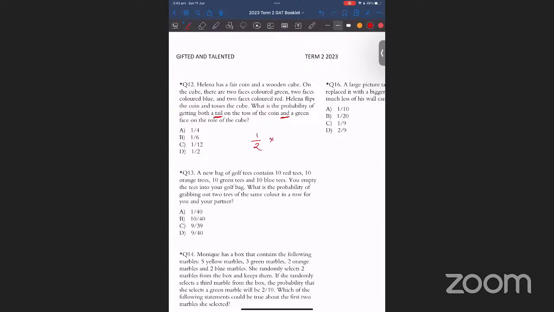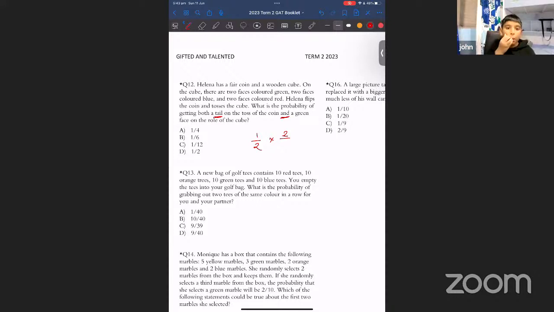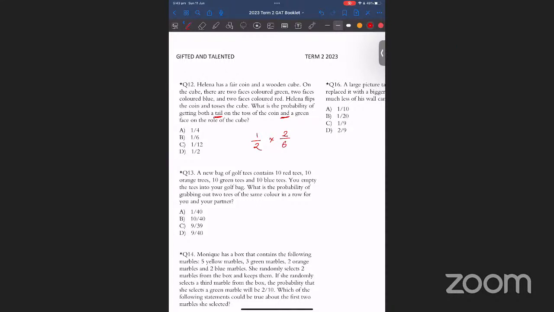What's the probability of getting a green face? 1 out of 6, 1 out of 3, 2 out of 6. Guys, I need you to read your questions carefully, right?